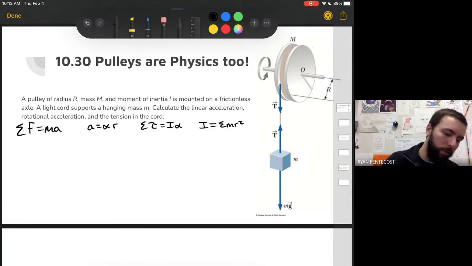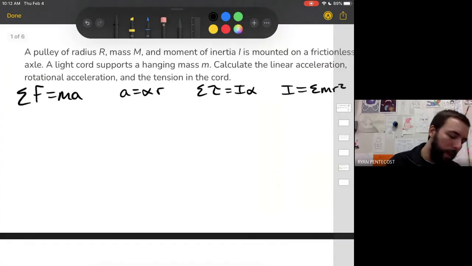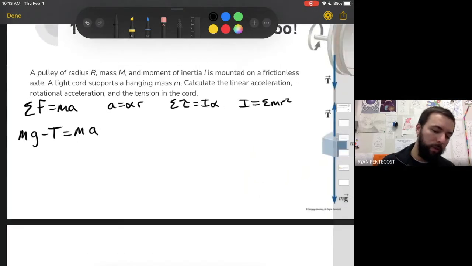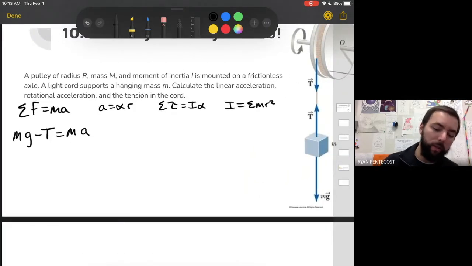So for the little mass, we've got m1g minus the tension equals m1a. Now, to solve for the linear acceleration, we could just divide by little m. I guess that's not m1, that's little m. And we'd be done. But you don't want tension in your answer. Tension, like I've said many times, you can get rid of if you do your math right. So let's go ahead and get rid of it. That's the equation for little mass. Let's look at the equation for big mass.